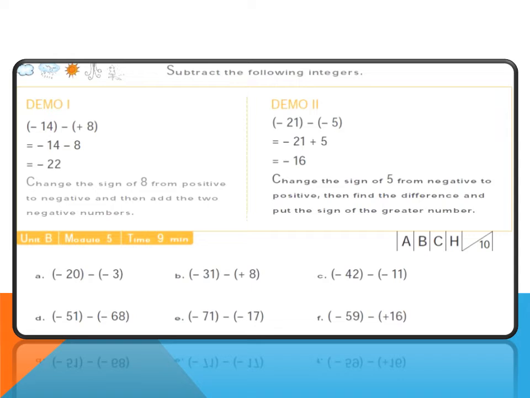Minus 14 minus within bracket plus 8. So plus minus gives you minus. So our expression becomes minus 14 minus 8. When there are two negative numbers, we will add the numbers and put the sign of the larger number, that is 14. The sign of 14 is negative, so the answer will be negative, and adding 14 and 8 we get 22.